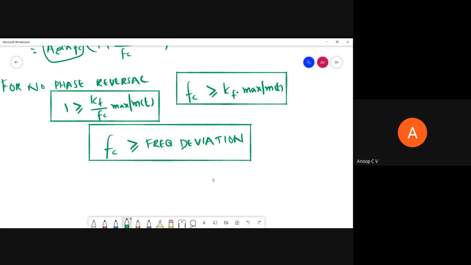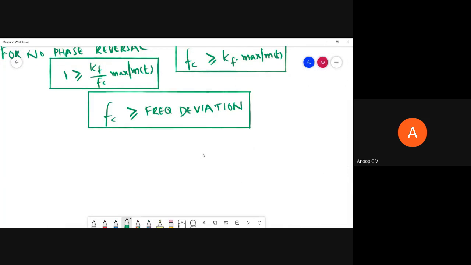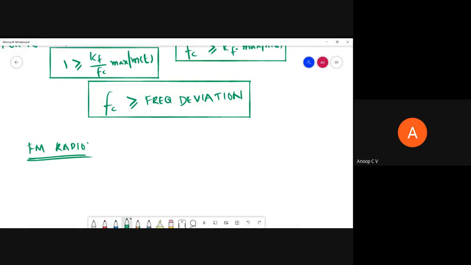Normally in general FM cases, this condition is easily satisfiable. So we'll just see an example. Maybe we'll take the case of FM radio. Can anyone tell me what frequency range is used for FM radio? We discussed it long back, maybe in the first class itself. You can type it in the chat window. 88 to 108 megahertz. Okay, excellent, Pratisha. Thank you. So it is 88 to 108 megahertz.